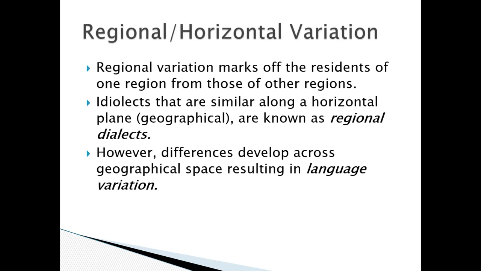So we have what we call regional or horizontal variation, right? Regional variation marks off the residence of one region from those of other regions, right? So idiolects that are similar along a horizontal plane, these are known as regional dialects. So within Jamaica, again, we can look across the various parishes, and usually we can tell where an individual is from based on their speech.